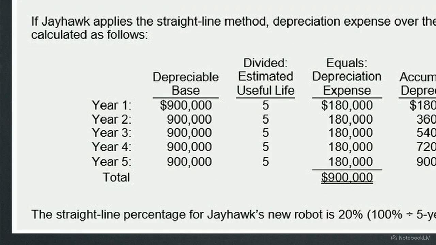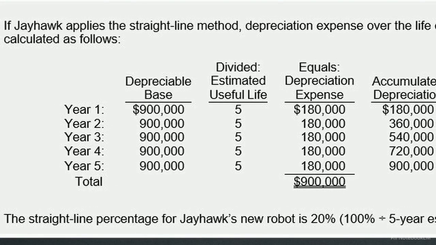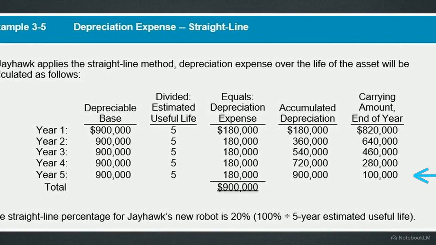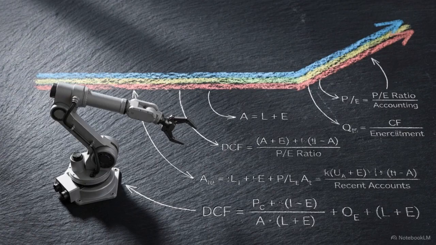Notice the first column. The $900,000 depreciable base remains perfectly consistent for every single year of the asset's life. Next to it, the denominator stays completely static at 5 years. By dividing the fixed base by the fixed time, the algorithm produces a flat depreciation expense of $180,000 every single year. Tracing the carrying amount down, the math lands the asset's final book value exactly on the $100,000 salvage target. Straight-line provides maximum predictability and smoothly levels out reported earnings.